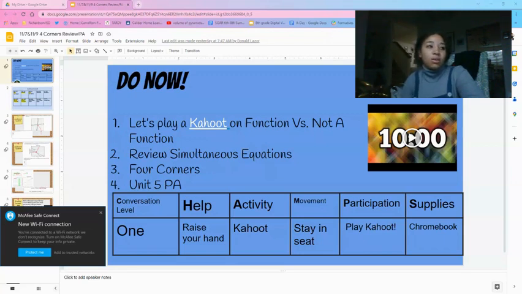So today, you guys are going to be first starting on the Kahoot on function versus not a function. That's an asynchronous activity, so you guys can do that independently. And we're going to review simultaneous equations. Then after that, we'll do the four corners exercise, and then make sure you get your performance assessment done before you leave class today. And you can use the exercises to help.